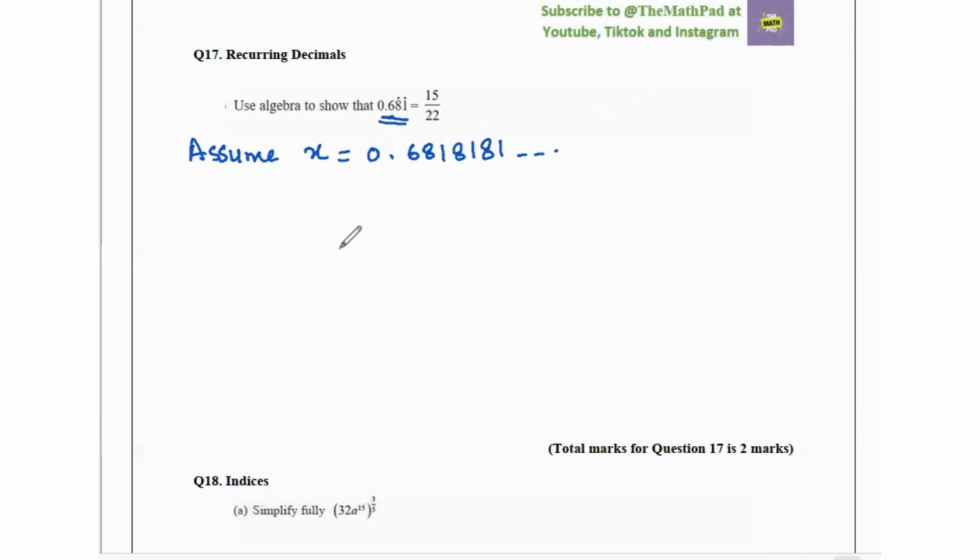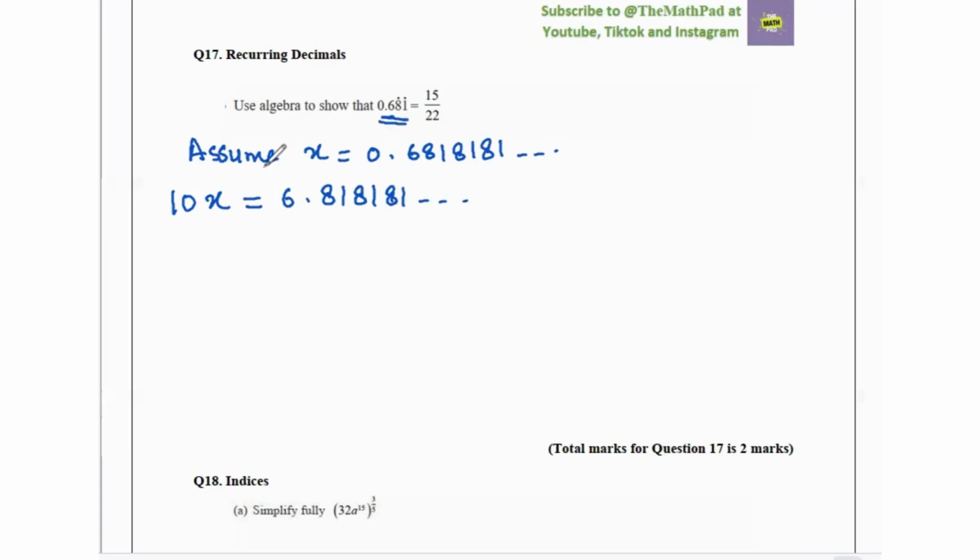Once we've established that, next we multiply x by anything. By anything, I mean we can multiply by 10, 100, or 1000. The reason why I'm choosing 10, 100, or 1000 is because I want to make the calculation as simple as possible and less time consuming. So let's say I begin with 10. I'm going to multiply 10 with x. So 10x leaves us with 6.81, 81, and so on.